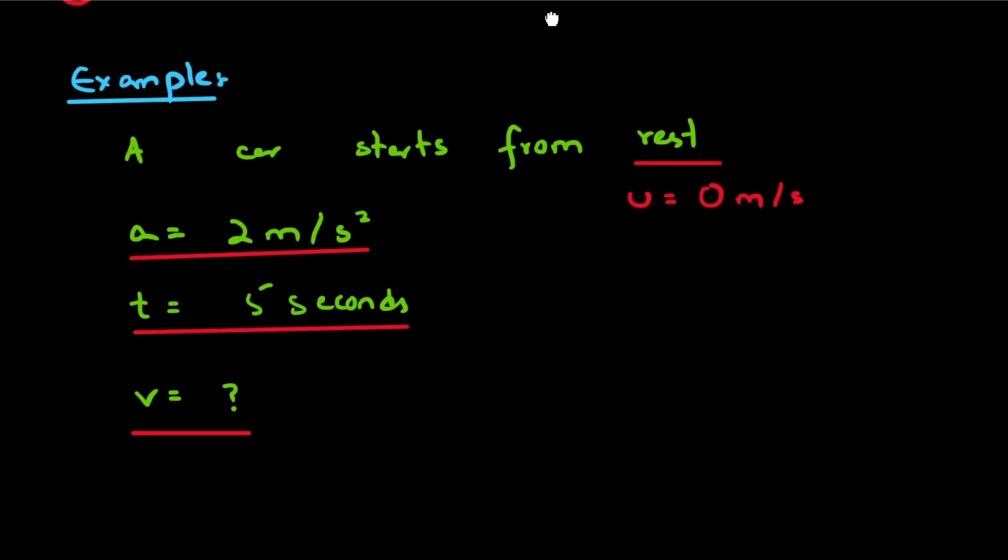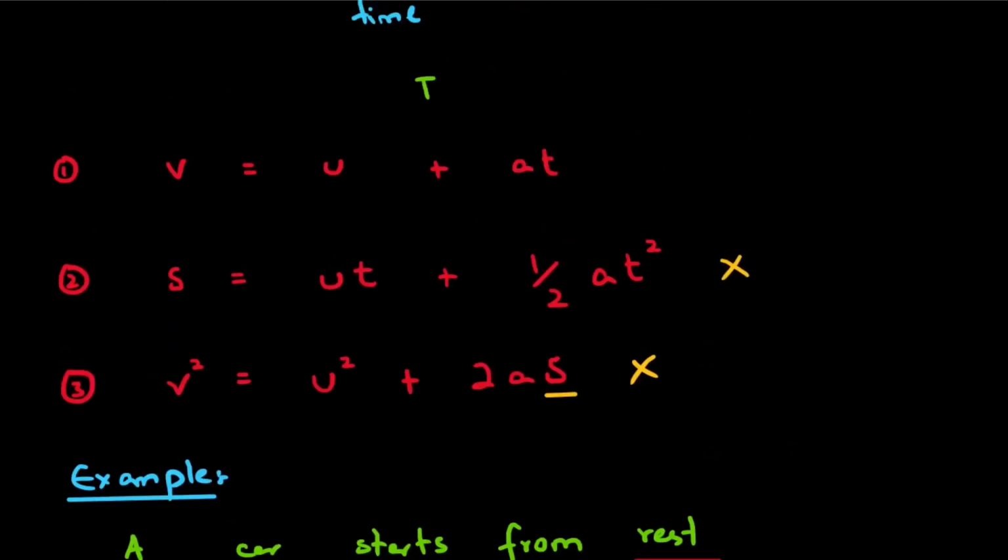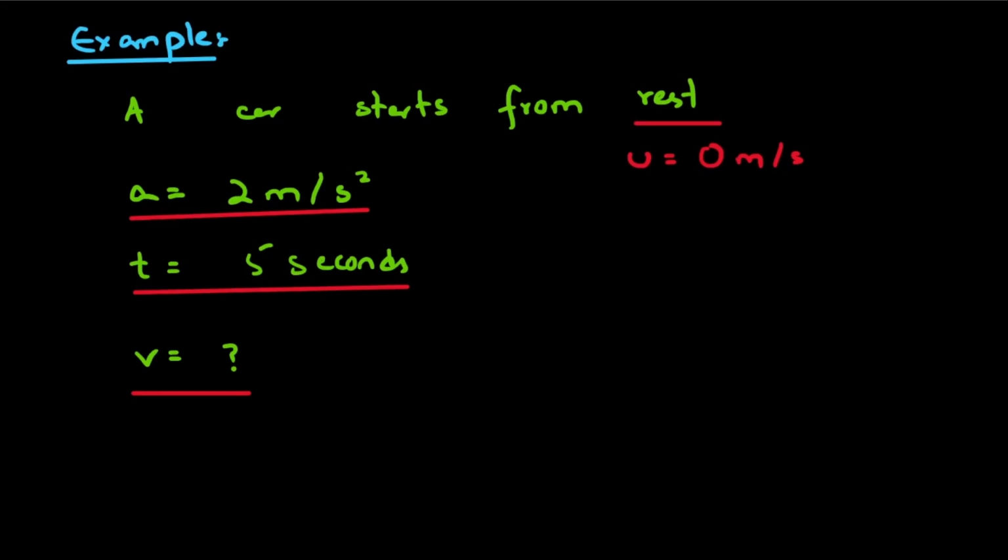Which means we can calculate final velocity using the first equation, because we have initial velocity, which is 0 meter per second. We also have the acceleration, which is 2 meter per second square, and we also have the time, which is 5 seconds. Now, if you were to simply solve this mathematically, you would get 0 plus 2 times 5, which is simply 10. So the final velocity that you would get here would be 10 meter per second.